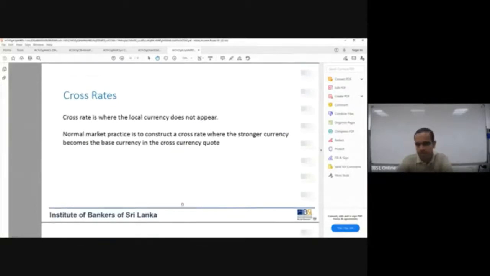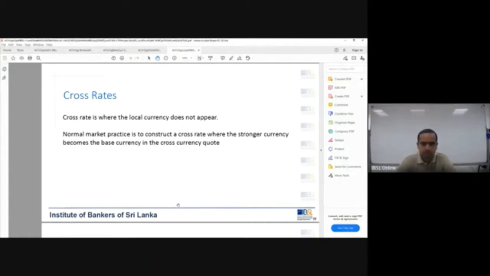Technically, what a cross rate means is if the local currency is not present, it's called a cross rate. In last week's session, we did a direct quote, where the local currency appears. A unit of foreign currency in terms of local currency is called a direct quote, and a unit of local currency in terms of foreign is called an indirect quote. Whereas a cross rate is where the local currency does not appear.